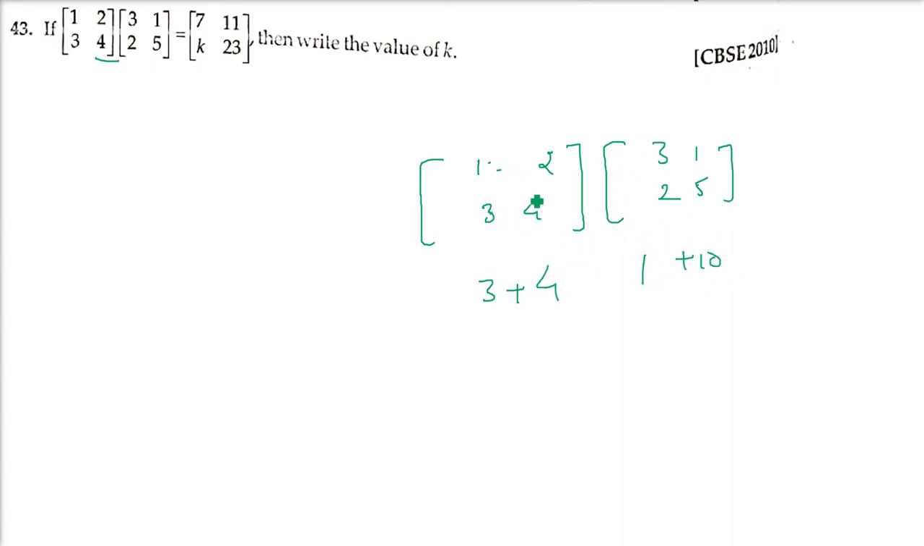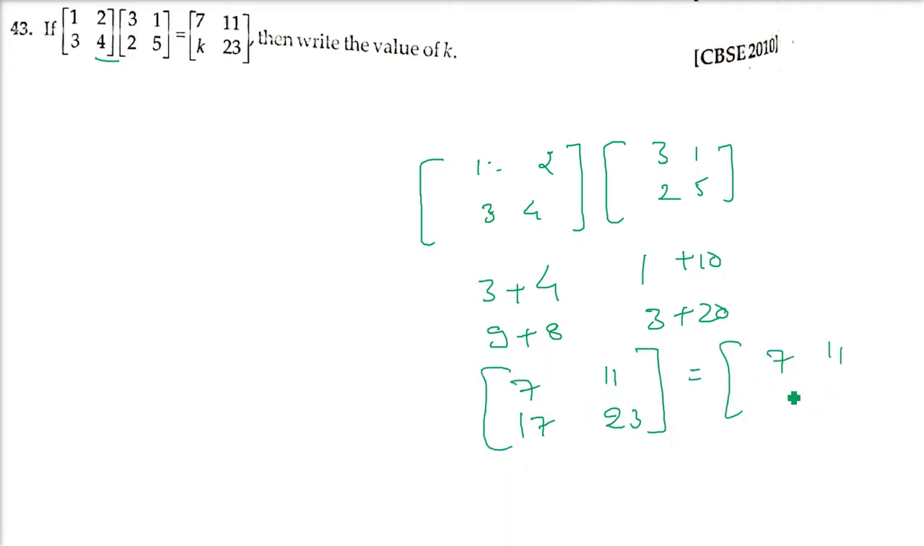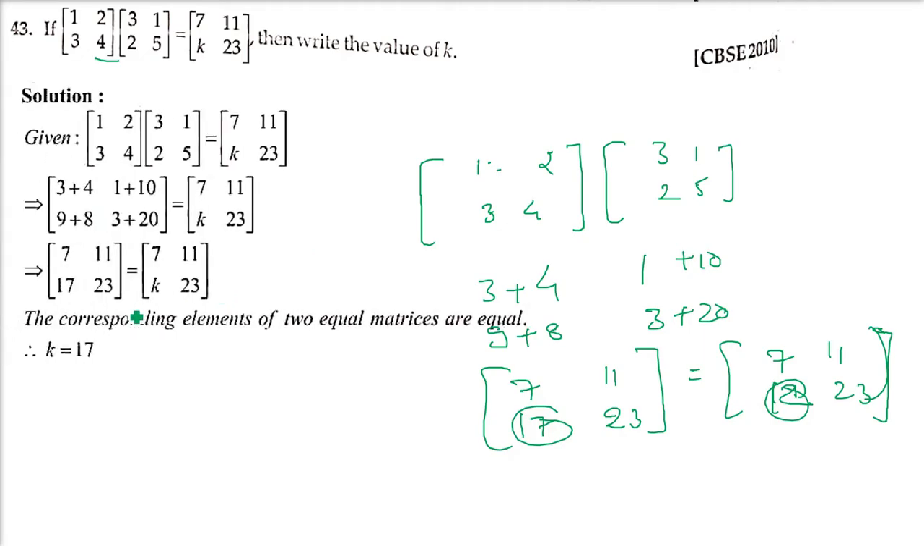3 into 3, 9. And 4 twos are 8. 3 ones are 3 and 5 fours are 20. So 7, 11, 17 and 23. So this is equal to 7, 11, k, 23. So all others are same, only k we have to find out. That has to be 17 in order for this to be equal. So k is 17 here.